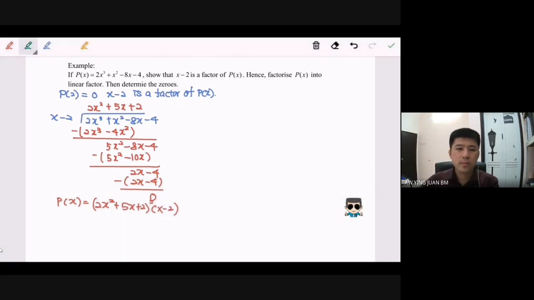With the help of the calculator, I'm going to factor the 2x squared plus 5x plus 2, and I will have P(x) equals 2x plus 1, and then x plus 2, after I factorize the 2x squared plus 5x plus 2. And then finally, we will have the existing factor, x minus 2. So that is part 2.